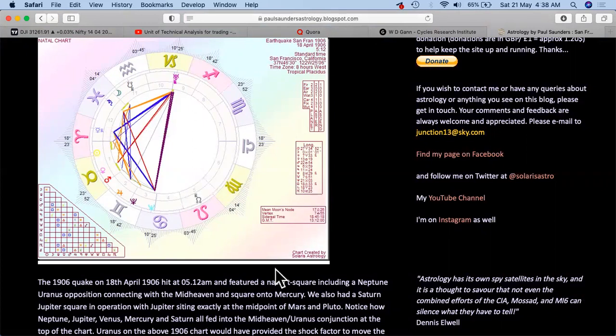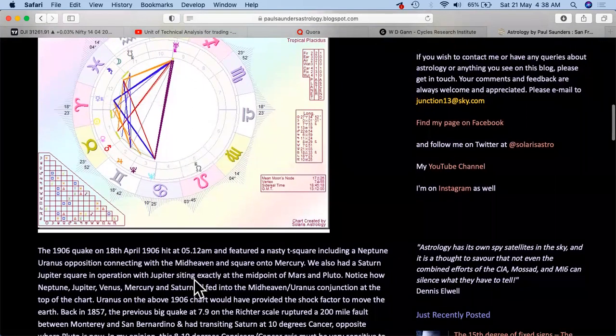We also had a Saturn-Jupiter square in operation, with Jupiter sitting exactly at the midpoint of Mars and Pluto. So maybe this is Jupiter, and on one side we will be having Mars, and on the other side we should be having Pluto. Notice how Neptune, Jupiter, Venus, Mercury, and Saturn all fed into the midheaven-Uranus junction at the top of the chart. So this is probably somewhere around all the planets. On one side we have Neptune and probably Uranus on the opposite side, because they are talking about opposition. Opposition means 180 degrees.